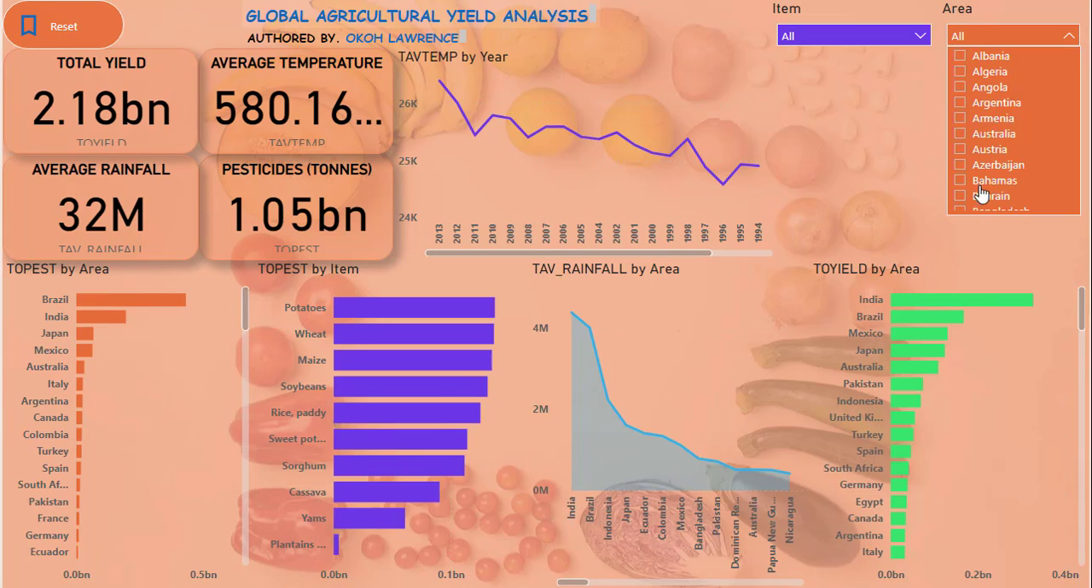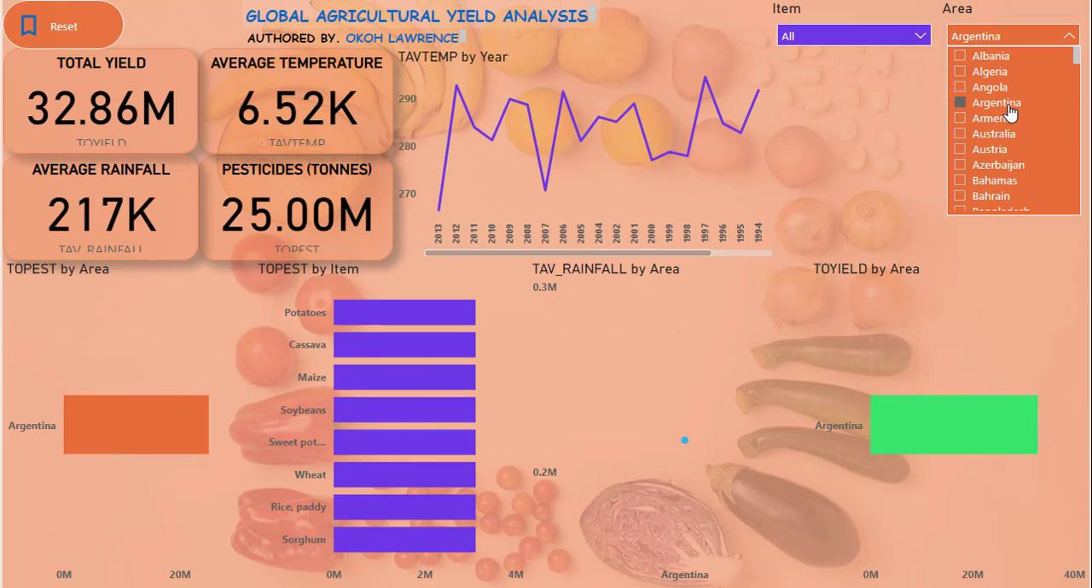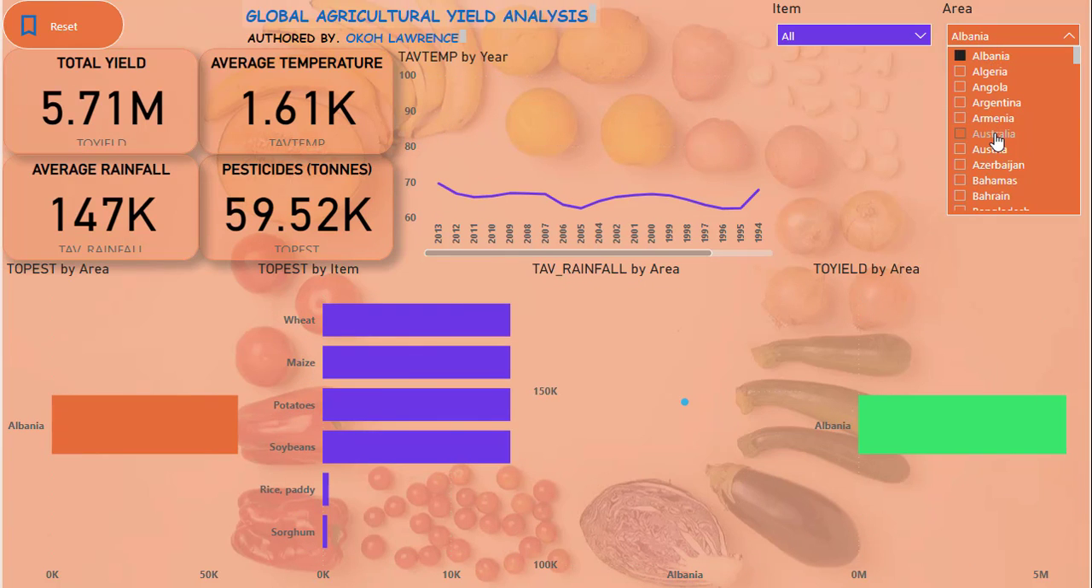So these are the countries. Argentina, you can see the temperature range, you can see the products. I'm even interested in how many items they've been able to produce: 1, 2, 3, 4, 5, 6, 7, 8. So you can see that we are not doing badly in terms of production of all these items.